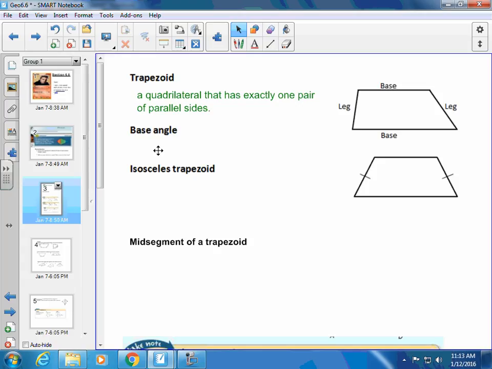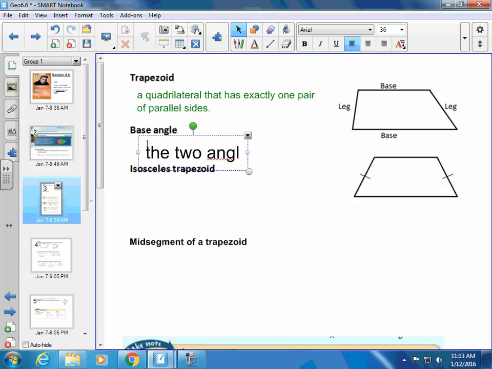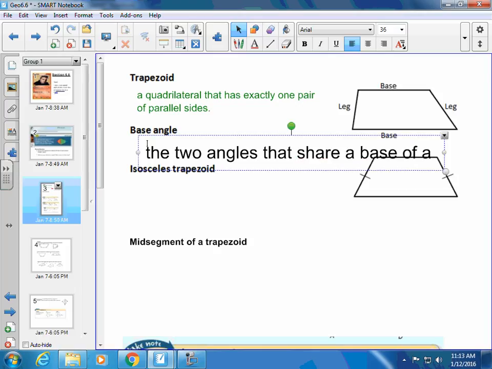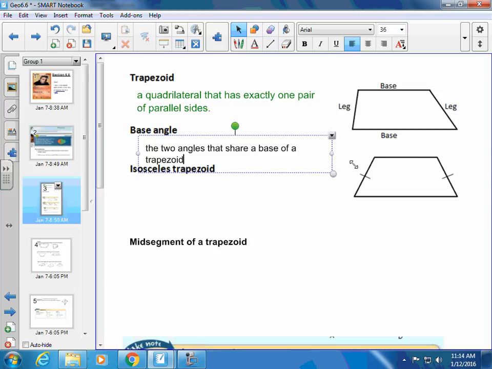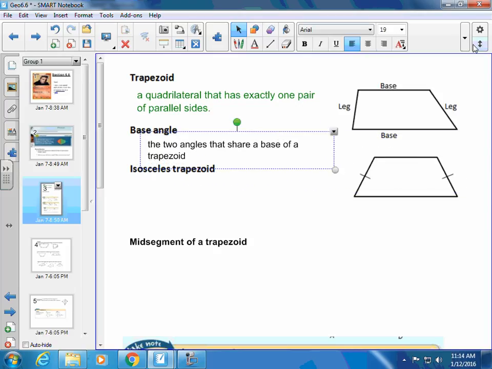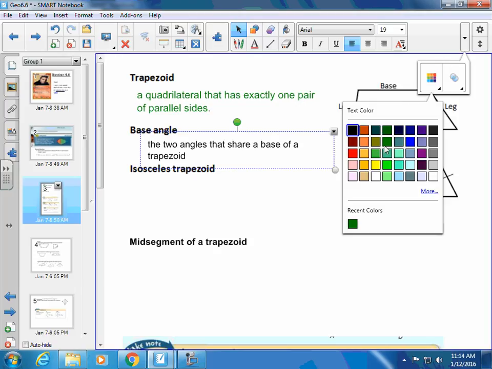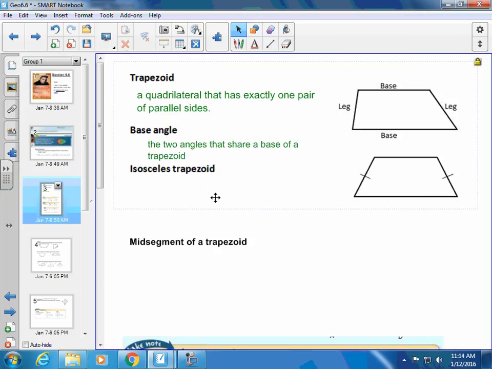A base angle of a trapezoid would be, and this is kind of, all angles could be considered base angles, but base angles are the two angles that share a base of a trapezoid. So if you're saying two things are base angles, you have to be talking about the two that are actually sharing the base.